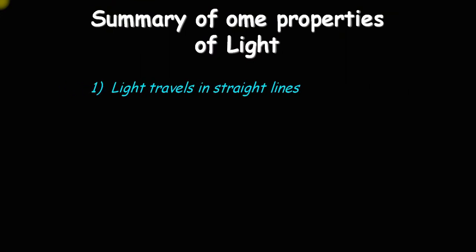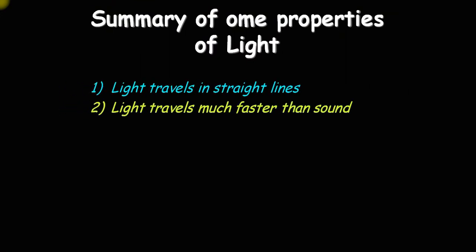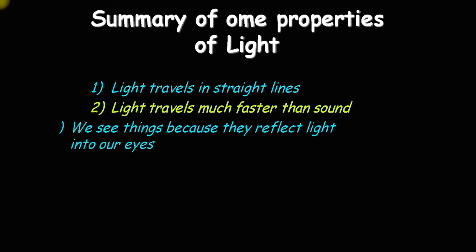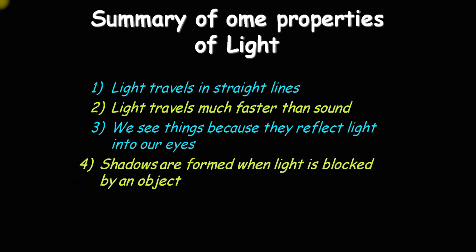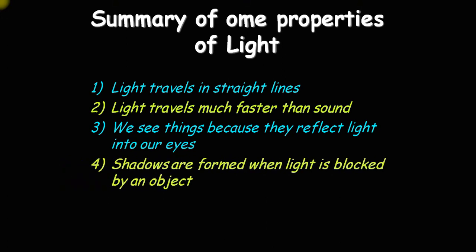Now let's look at a summary of the properties of light. Number one, light travels in a straight line. Number two, light travels much faster than sound. We see things because they reflect light into our eyes. And then shadows are formed when light is blocked by an opaque object.